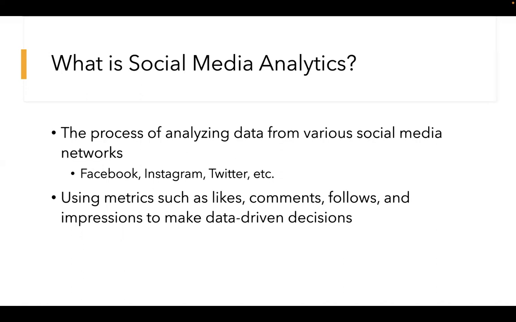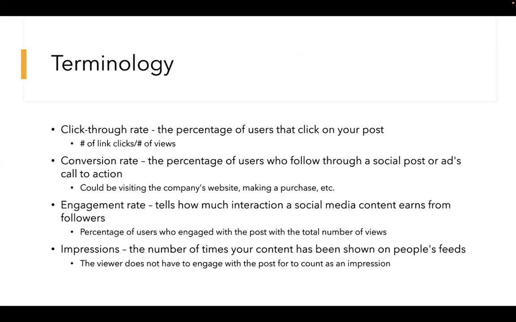So now let's talk about some terminology. The first one is your click-through rate. This is the percentage of users that click on your post, so you can calculate this by taking the number of link clicks divided by the number of views. Like total views, number of people who look at it. So you obviously want a high click-through rate. For all these rates, you want a high one because who wouldn't?